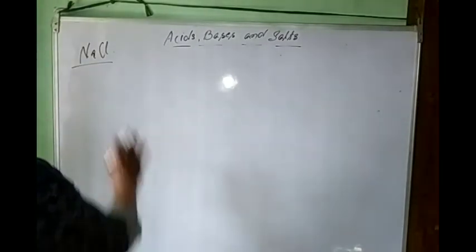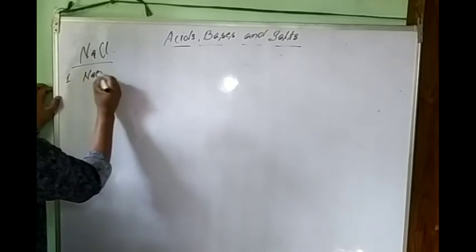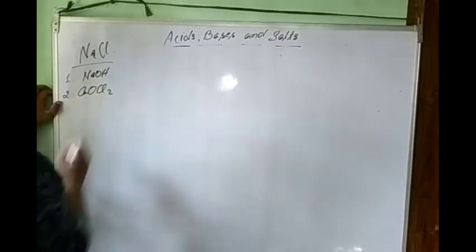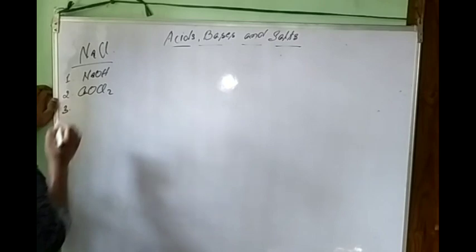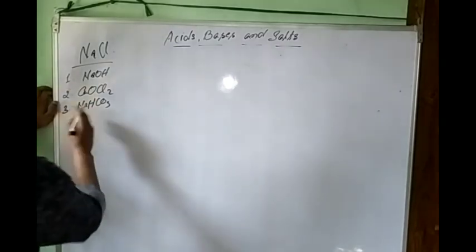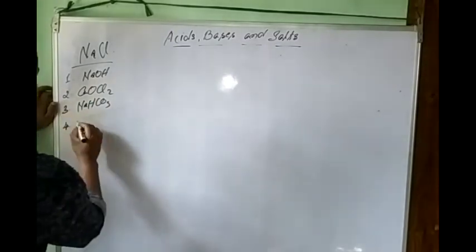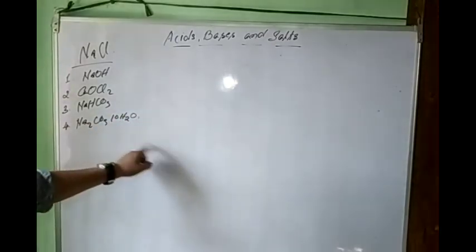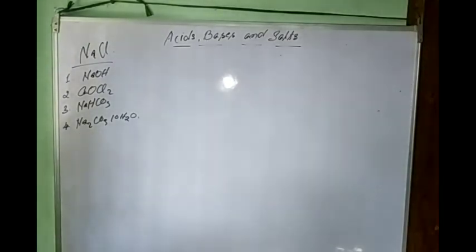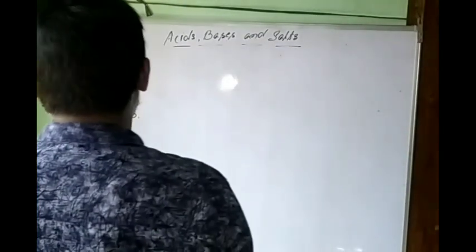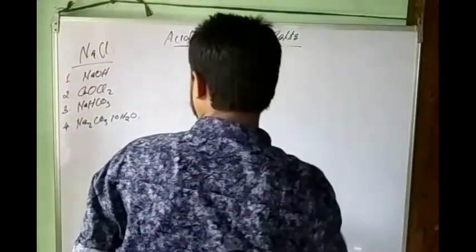From sodium chloride we can prepare sodium hydroxide, bleaching powder, that is CaOCl2, calcium oxychloride, sodium bicarbonate, NaHCO3, which is called baking soda, and washing soda, sodium carbonate decahydrate. All these chemicals can be prepared from sodium chloride. Now let's see the preparation. Let's start with the first one.